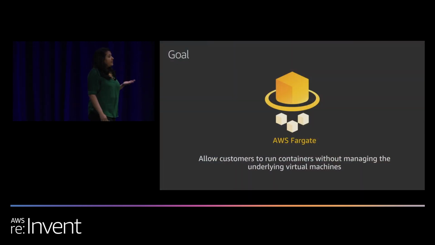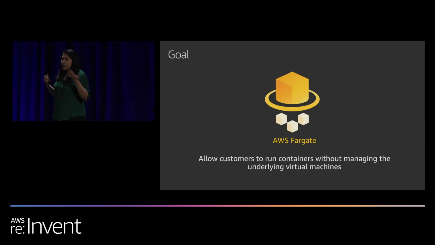So the goal of AWS Fargate was very simple and straightforward. We wanted to give our customers a way to run containerized applications on AWS without ever having to provision or scale or manage or interact in any way with virtual machines or the underlying EC2 instances. So a completely container native experience on AWS.